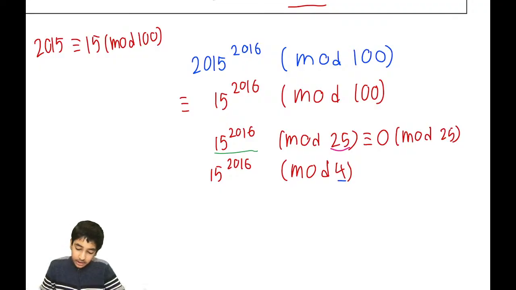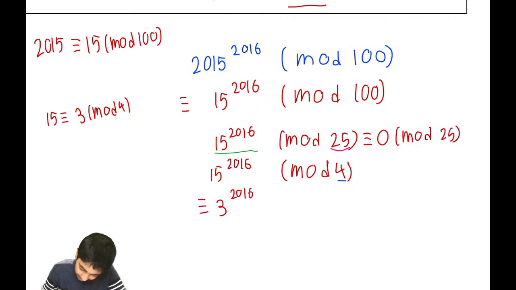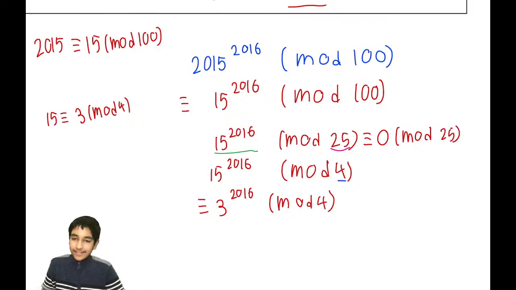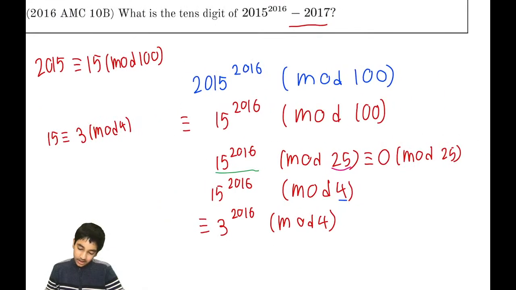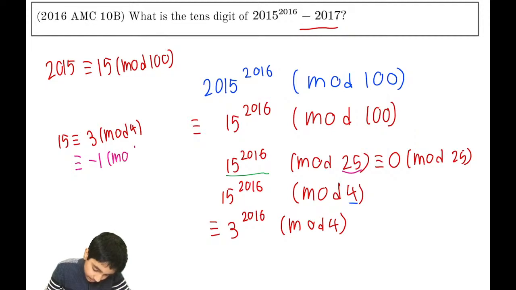But now we also need 15 to the power of 2016 mod 4. Well, 15 is congruent to 3 mod 4. So this is congruent to 3 to the power of 2016 mod 4. We can multiply 3 2016 times, or we can do something even smarter. Clearly, you're not going to have fun multiplying 3 2016 times, especially in a 75-minute time limit. So instead, let's replace 3 with -1. This is one of those cases where we use negative, because 3 mod 4 is the same as just 1 less than a multiple of 4. So this will be congruent to -1 mod 4.